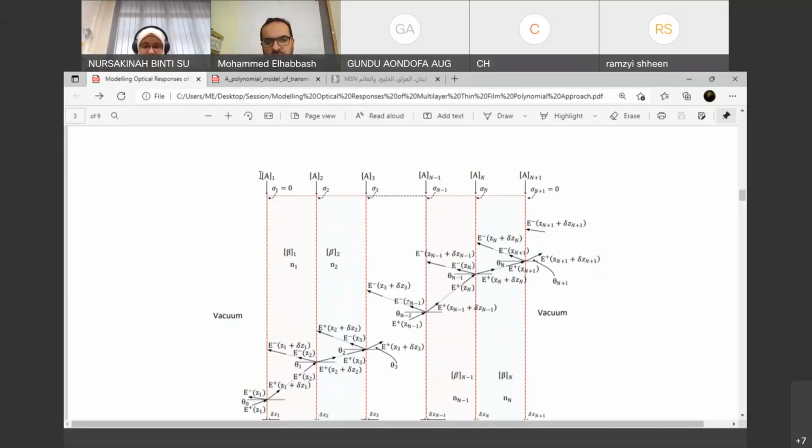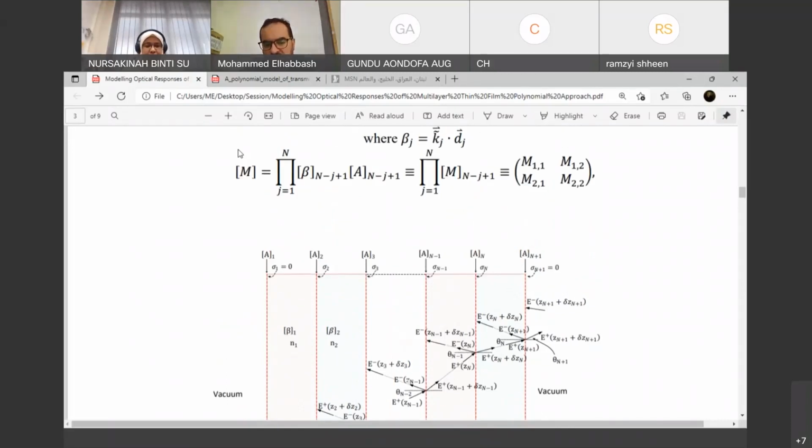So the number of matrices that we multiply plays a good role when we change the behavior or the result of the transfer matrix.